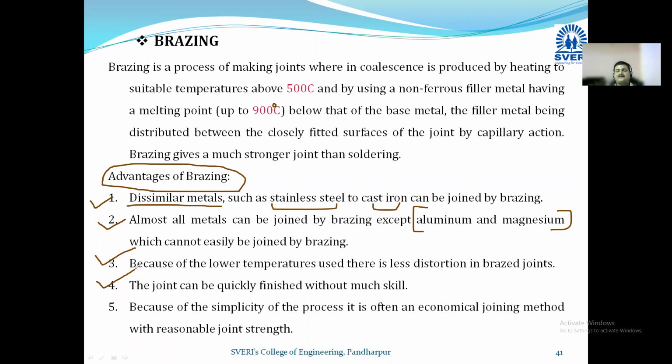So joint strength is also excellent, the process is very simple, and very few machine parts are required, and that's why this process is very cheap. It is not expensive at all, and that's why we can say that it is one of the economical processes in the joining processes list.